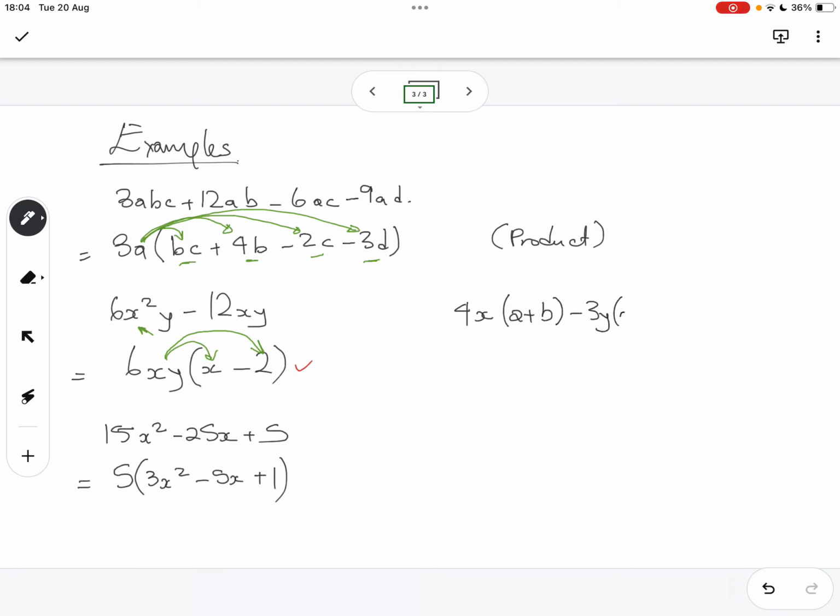The last one, right? We've got 4x into a plus b minus 3y into a plus b. So how do we do this one? It's a bit tricky, ne? It's not like the other three. What's our common factor there?